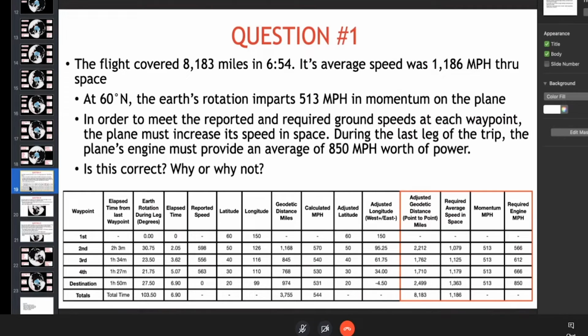In order to meet the reported and required ground speeds at each waypoint, the plane must increase its speed in space. During the last leg of the trip, the plane's engine must provide an average of 850 miles per hour worth of power in order to accelerate to the 1,363 miles an hour that they had on their last leg of the trip. Is this correct?